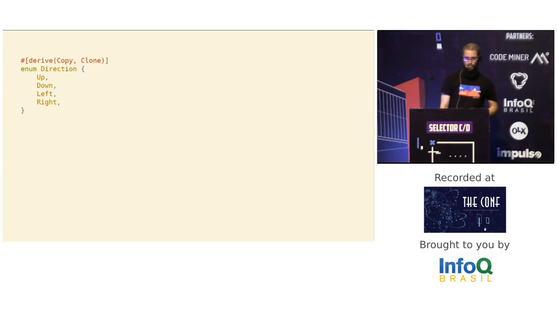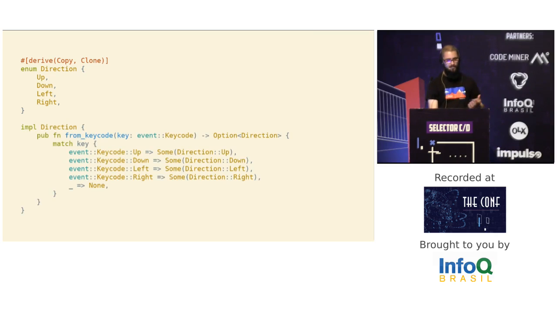So to control the snake, we will implement the direction. And then in the direction, we will implement the from key code. So what we're doing here is just receiving a key code and transforming that into a direction that we already know what it is, okay?